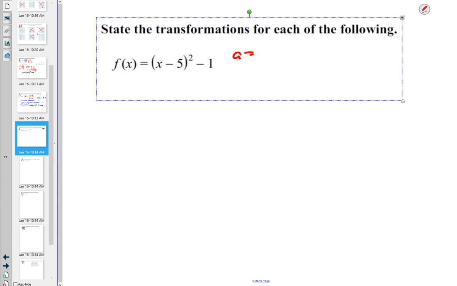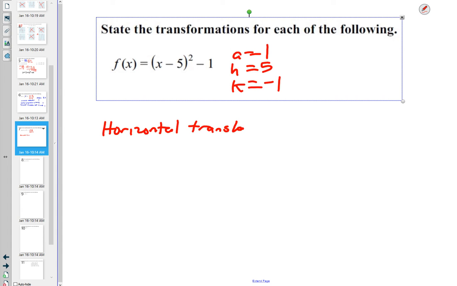vertex form. Let's identify the transformations. A is 1, H is, K is. Okay. Does A contain any transformations? No, because it's not negative and it's 1. So we don't have to worry about any stretches, compresses, or reflections. But H is doing something. What is H doing? Horizontal translation.